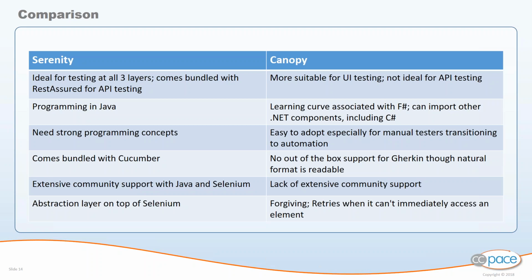The underlying programming language is Java, which again is very popular among the software development community. So it's easy to find resources who can work with this framework. Now you need some programming discipline though to work with Serenity, or else it can be difficult to maintain those tests as you build the test suite. Now another advantage is that Serenity out of the box comes bundled with Cucumber that supports behavioral-driven development and gherkin tests. And it also comes bundled with Rest Assured for API testing, for example.